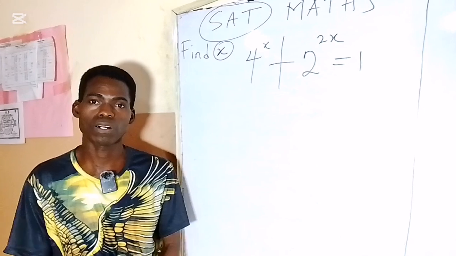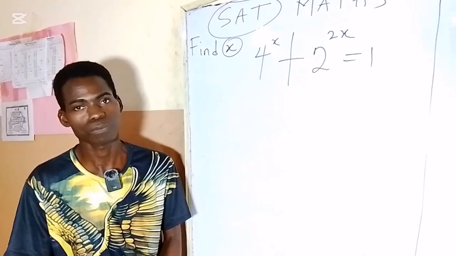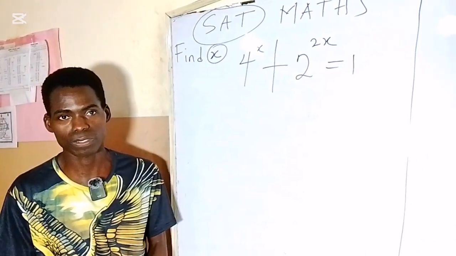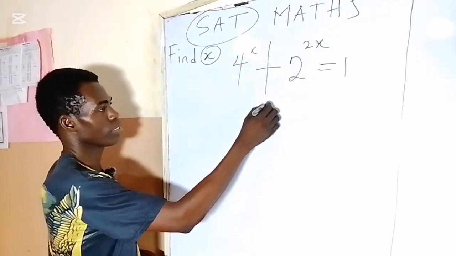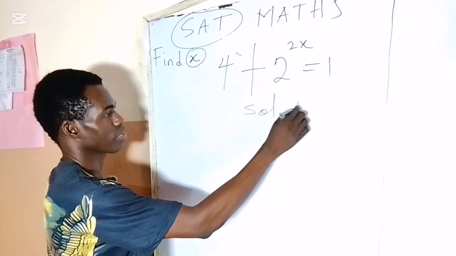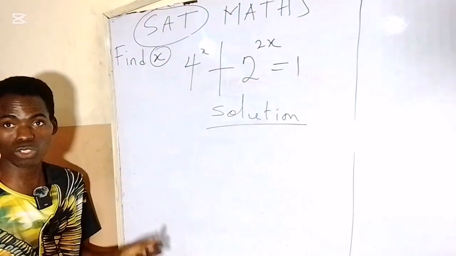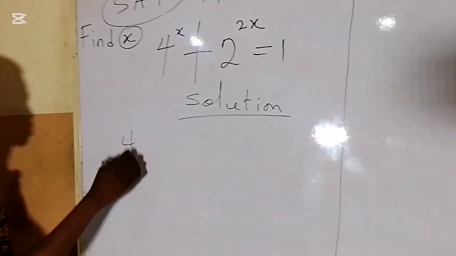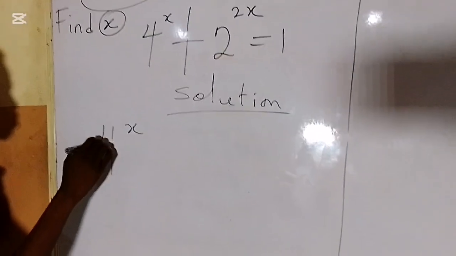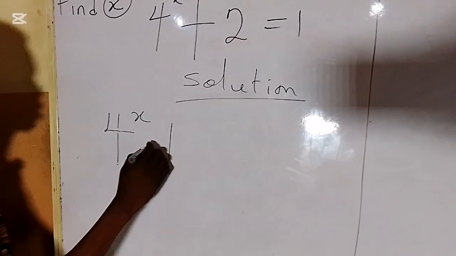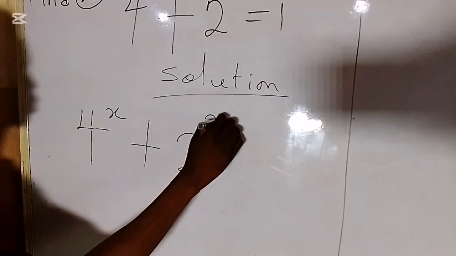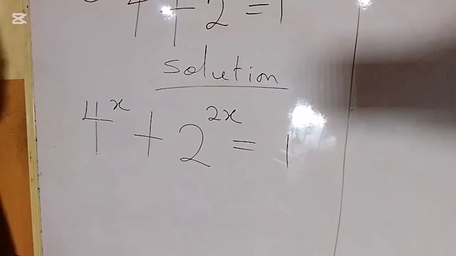So let me pause for a while and seek your own opinion. What should I do to solve this? Okay, now, when they give you something like this, the first thing you will do, of course, is to write the question. And this is the question. We have 4 raised to the power x plus 2 raised to the power 2x is equal to 1.